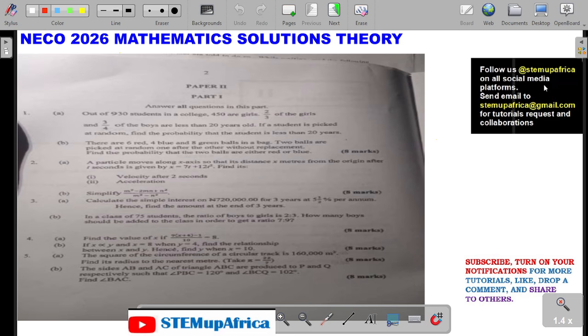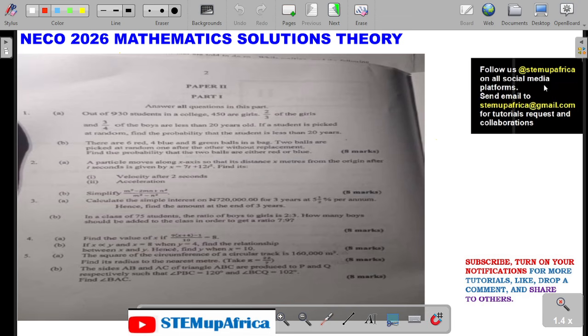NECO 2026, let's go. Look at question 1A. It says out of 930 students in a college, 450 are girls. 2 over 3 of the girls and 3 over 4 of the boys are less than 20 years old. If a student is picked at random, find the probability that it's less than 20 years old.